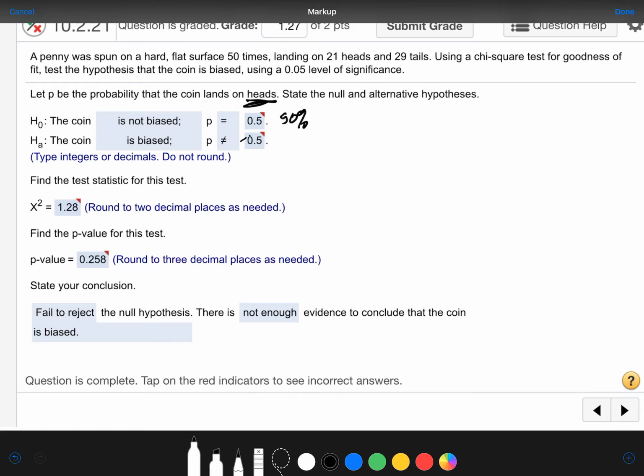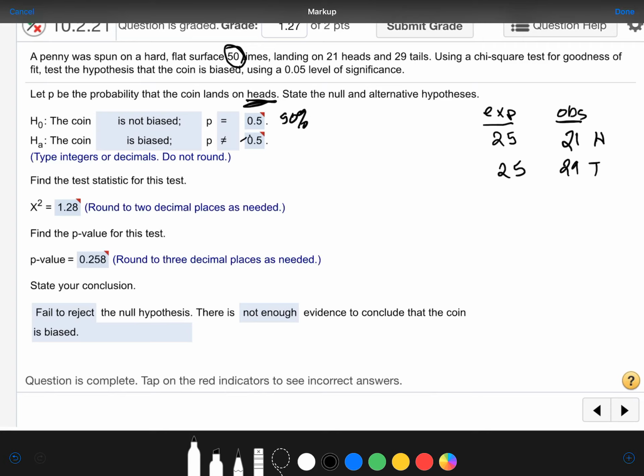So what we need again here is a column of observed values and a column of expected values. They give us the observed ones again. So we know that 21 heads were observed and 29 tails were observed. But what should have been expected? If they spin it 50 times, and we're assuming it's not biased, then it should have been 50-50 heads and tails. So it should have been 25 heads and 25 tails. I can just reason that one out.